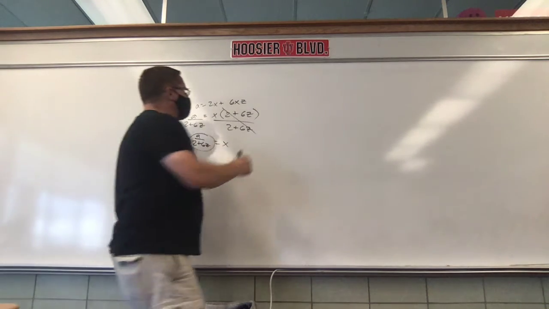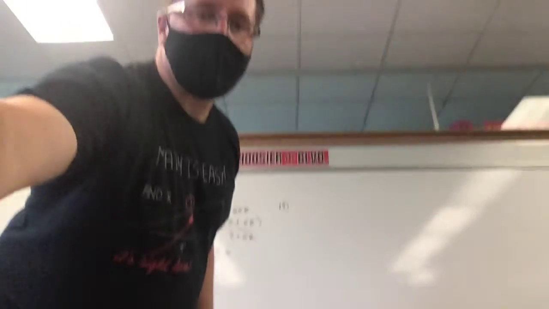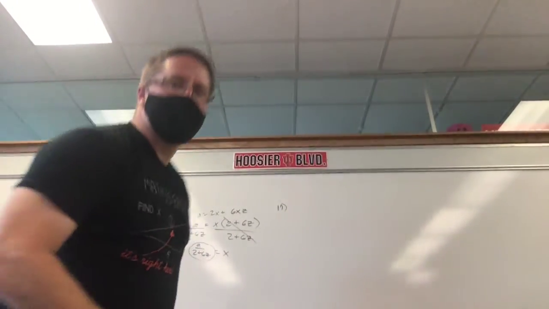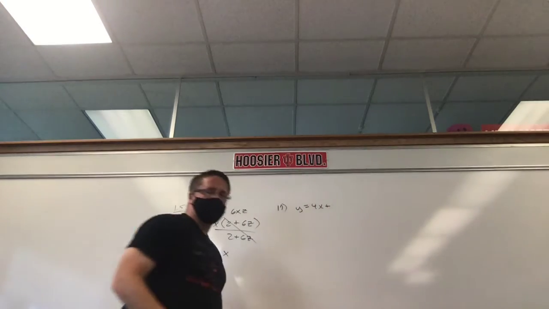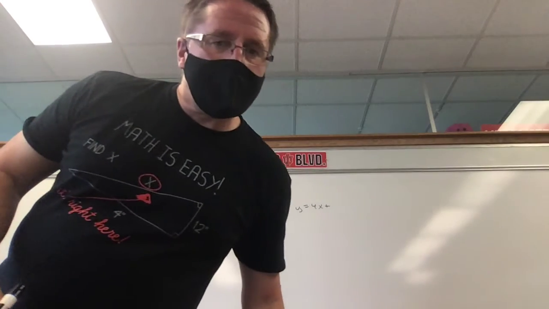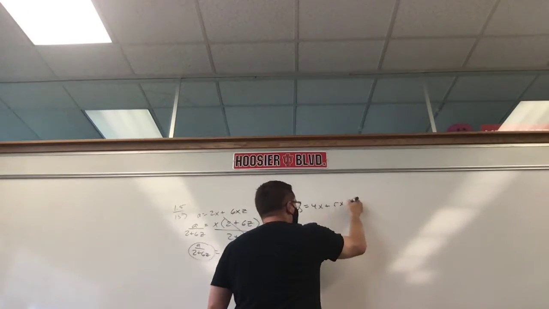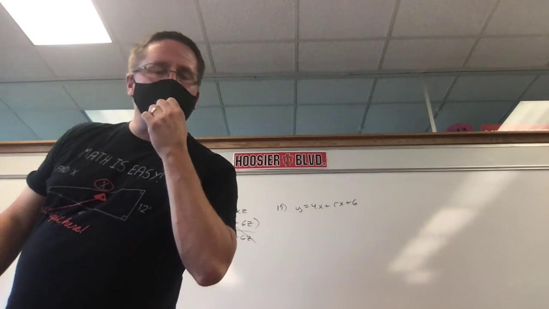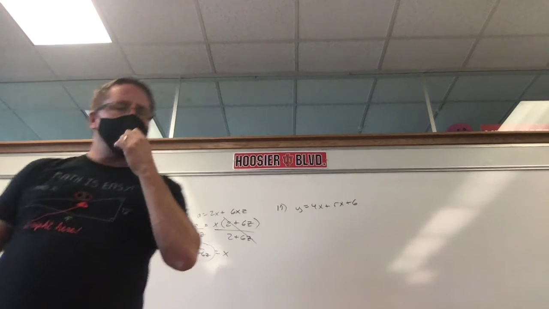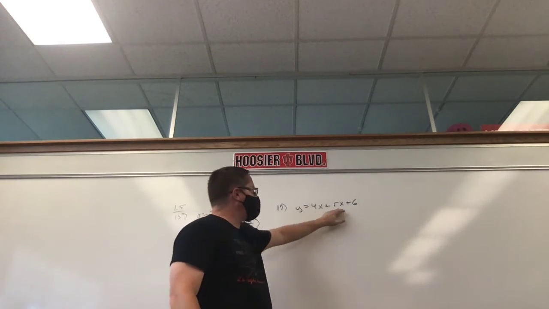Let's look at number 17. So we have y equals 4x plus rx plus 6. Okay, this one's a little bit different. Just a little bit different. We want to solve this for x. So, can I factor an x out of all of these?